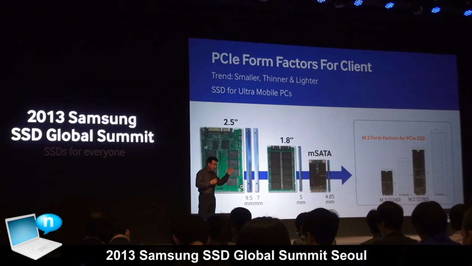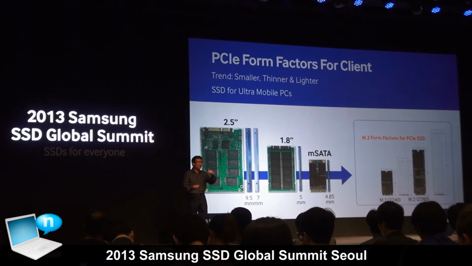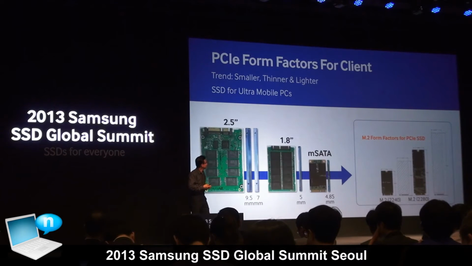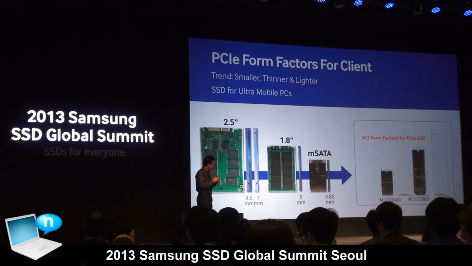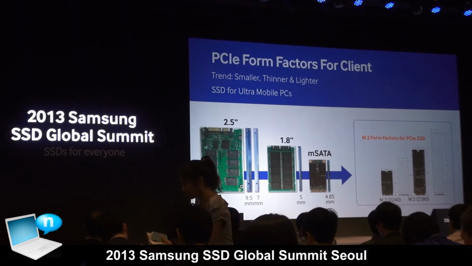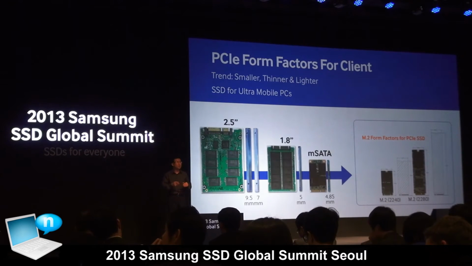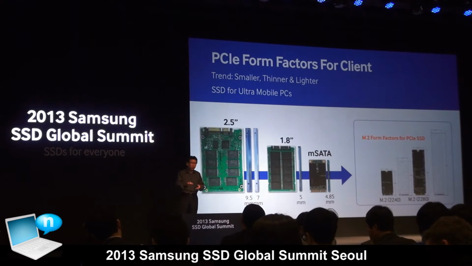In M.2, in that little form factor, we are able to provide 4 lanes of PCIe interface. So this interconnect translates into 4 gigabytes per second with that small form factor. This form factor is provided with lengths of 40 millimeters, 60 millimeters, 80 millimeters and 110 millimeters, depending on the capacities that you like to put in your SSD.